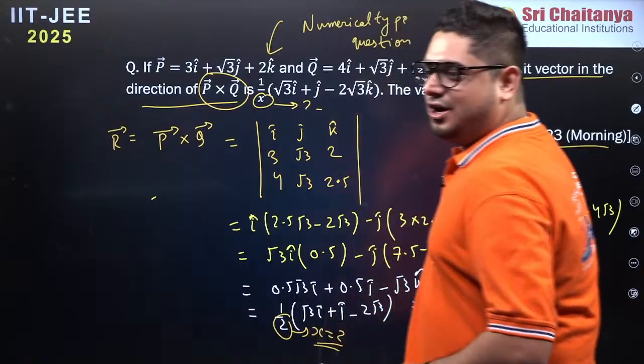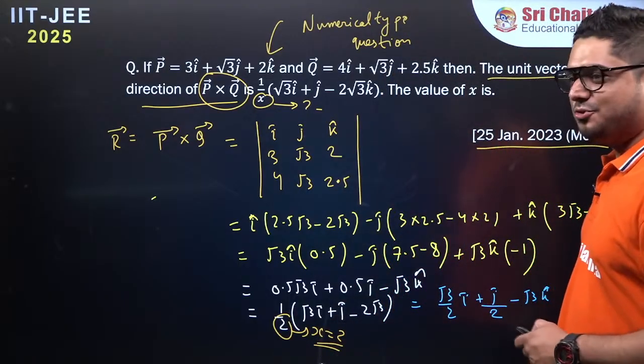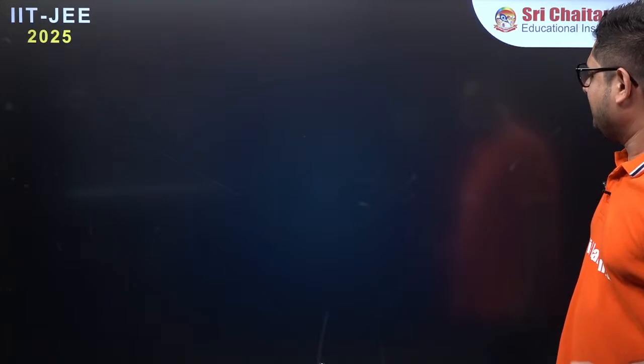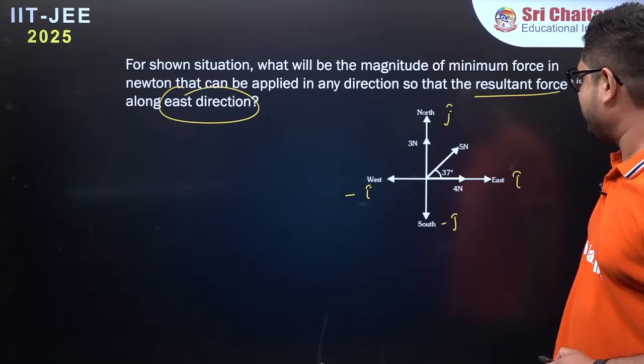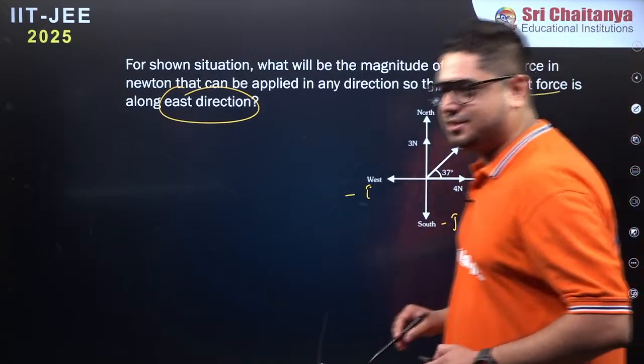Okay, got it, Sanjana? Check it once again, Sanjana. I don't know what's wrong. Okay, so over here everyone is getting 2, isn't it? Just check it once. There's some calculation glitch, I think.